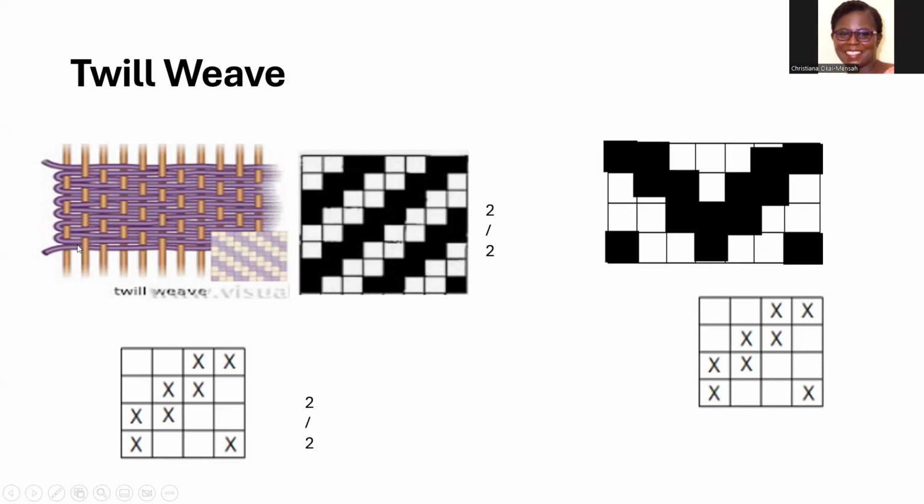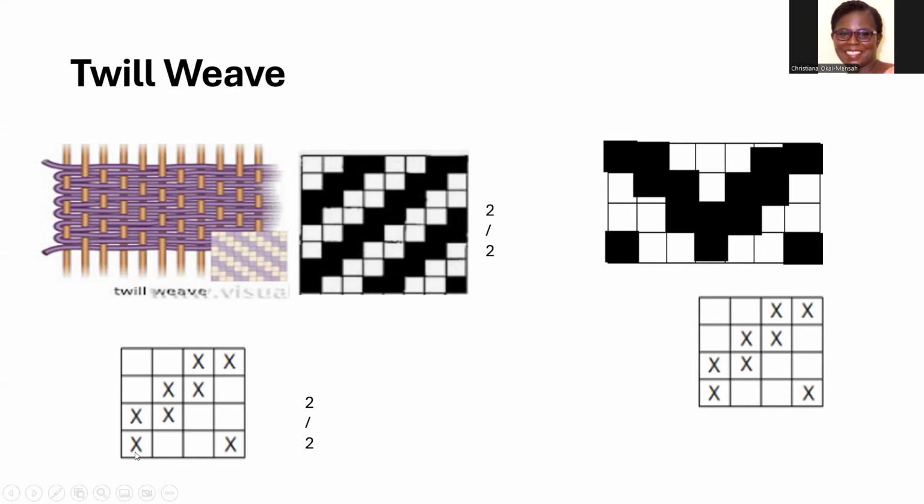It's over 2 here. 2/2. So you can see 2/2, 2/2, 2/2. And over the 2 here, please. When we start the demonstration, you will get to know this very well. So let's do our simple plain twill weave.